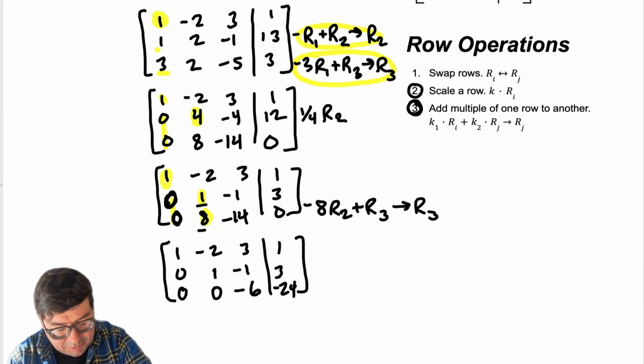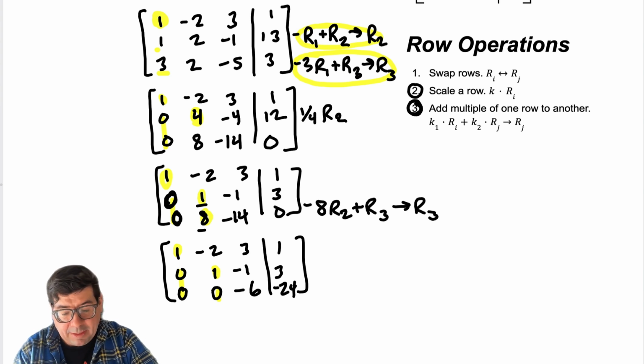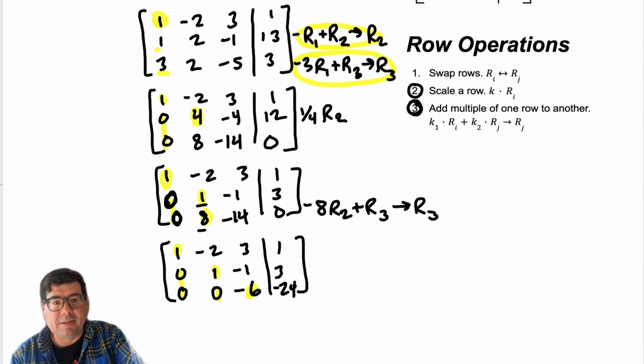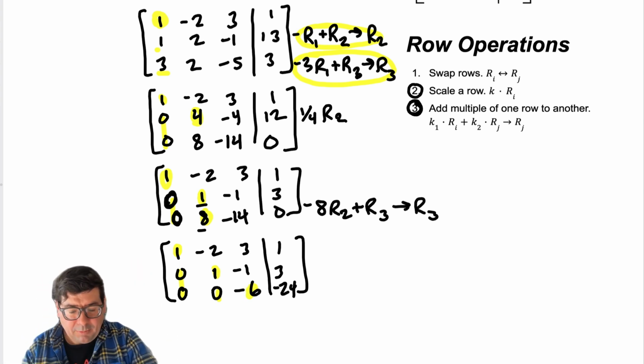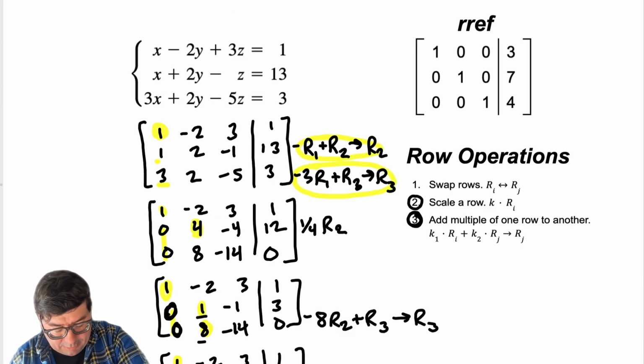So to recap, we got our 1, the 0s below it. We got our 1, 0s below it. And as you might not be surprised by, we now get another leading 1. So we're getting this diagonal of 1s and 0s below it first. So to get 1 now in the third column, we do -1/6.